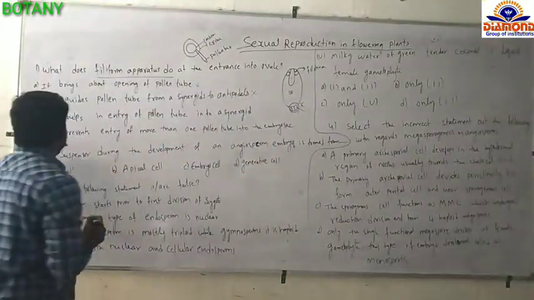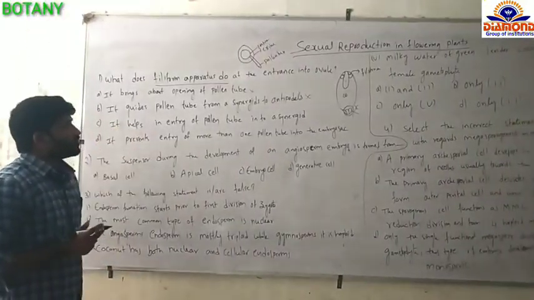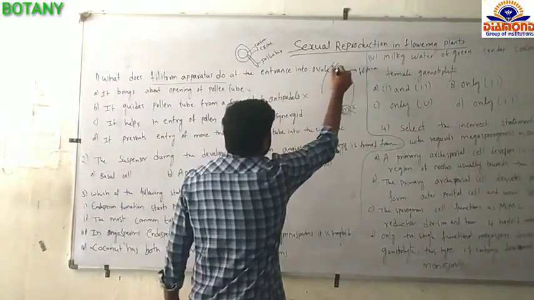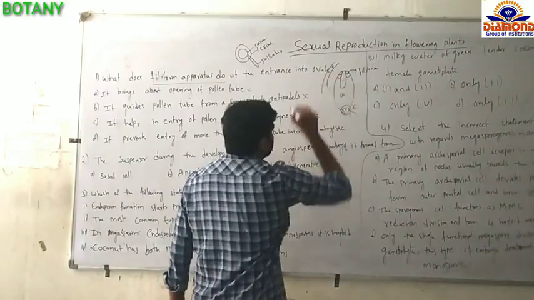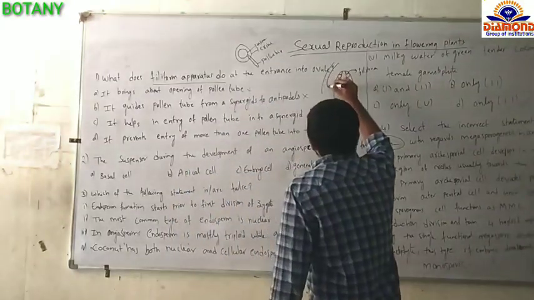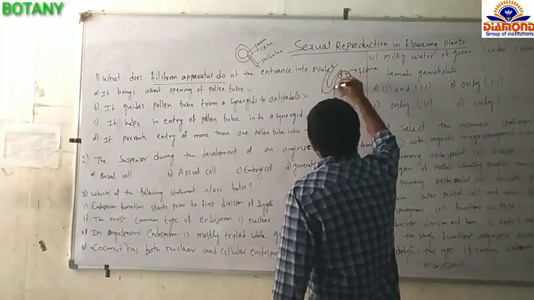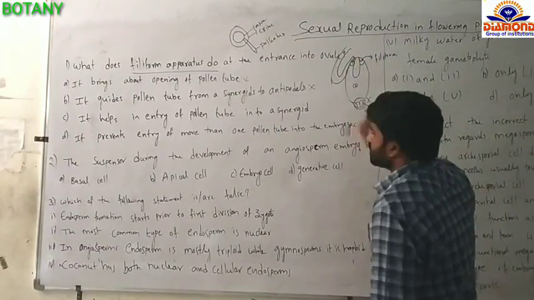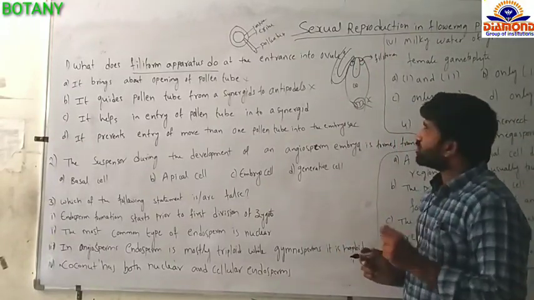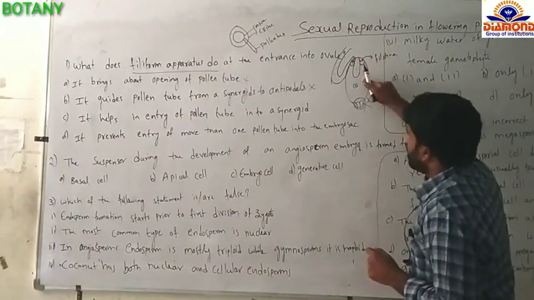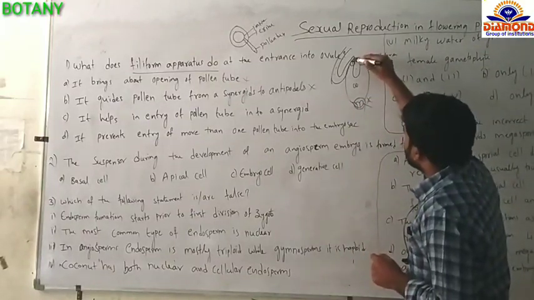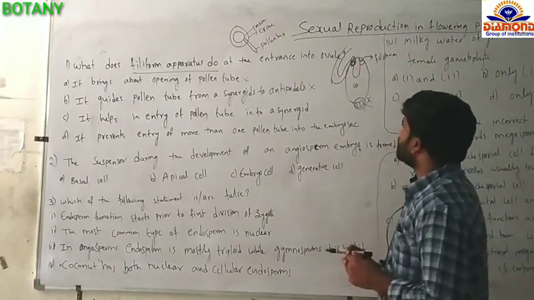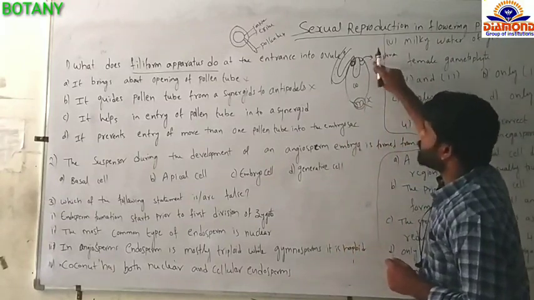Coming to option C: it helps in entry of the pollen tube into a synergid. To perform fertilization in an angiospermic plant, the pollen tube carries the two male gametes and enters the embryo sac through one of the synergids. The synergid contains a small thin layer called the filiform apparatus, which helps in the entry of the pollen tube into the embryo sac. That synergid is called the degenerated synergid. That is the major function of the filiform apparatus in fertilization.